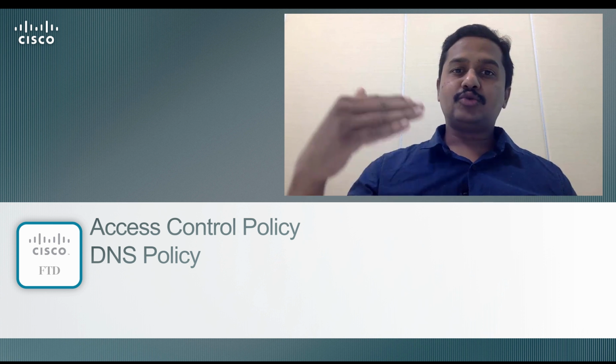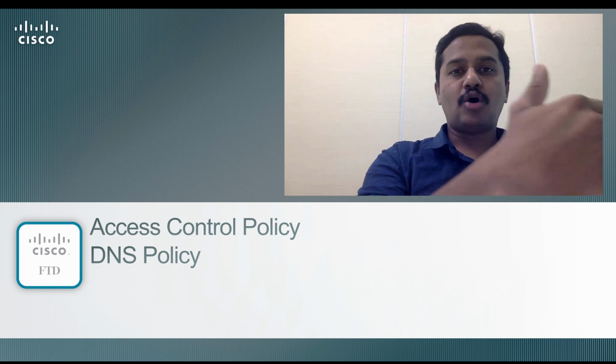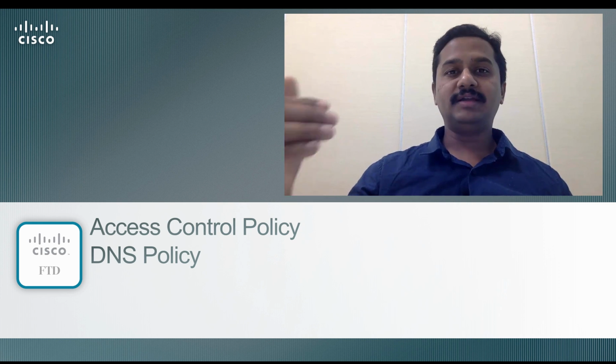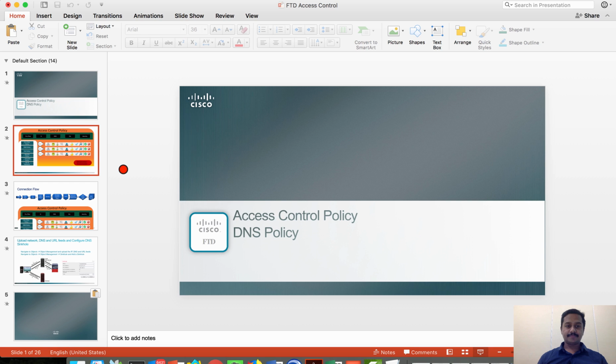So as I said, DNS is very similar to security intelligence. Unlike SI, which acts on the IP address, DNS acts on the DNS query. As we saw, when the packet comes in, it goes through the prefilter policy, and if it is allowed, it continues to the security intelligence rule. If it gets allowed, and if it is a DNS query packet, then the DNS policy is checked, and we can define DNS policy rules, which I'm going to show you in the FMC.